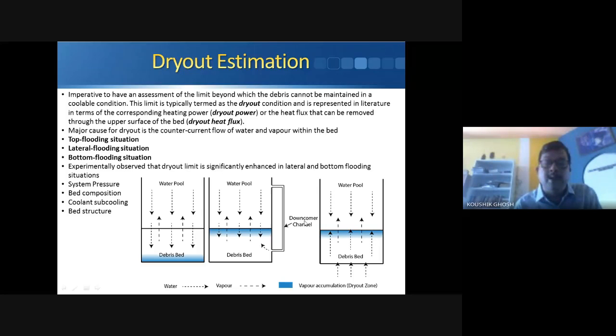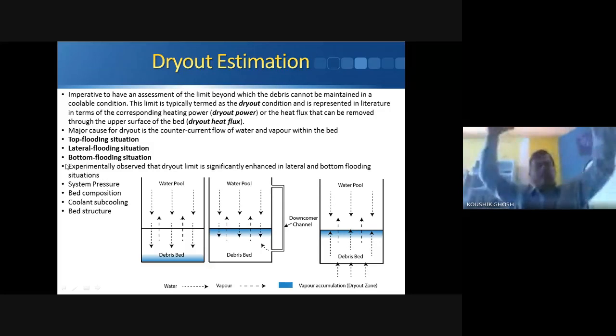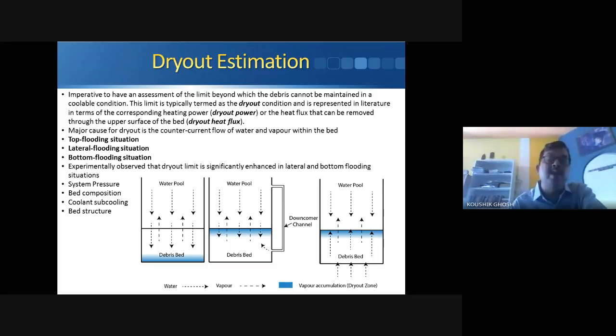Okay, and there may be lateral flooding. Top flooding means if there is a debris bed, you flood the bed to cool from the top, and bottom flooding means you try to flood the bed from the bottom, and laterally you are also trying to cool it. So how the bed dries out is influenced by all these situations. Moreover, several parameters influence it, like system pressure, bed composition, coolant subcooling, and bed structure.